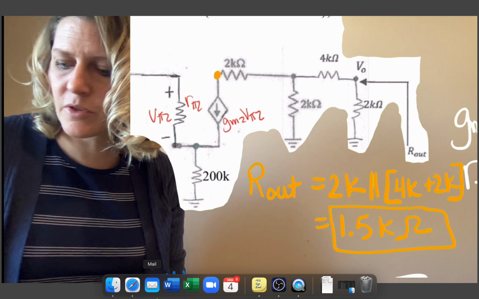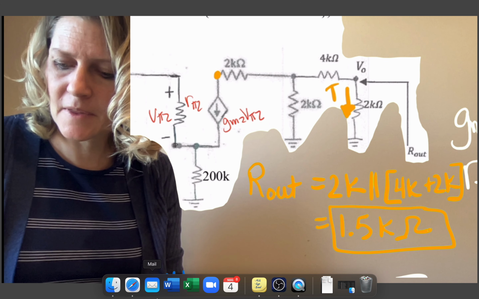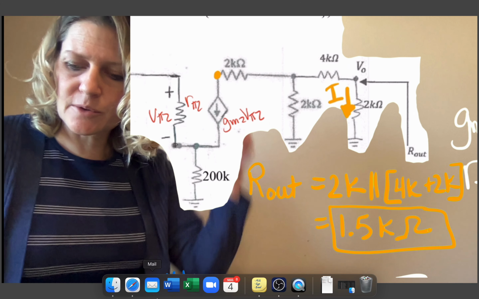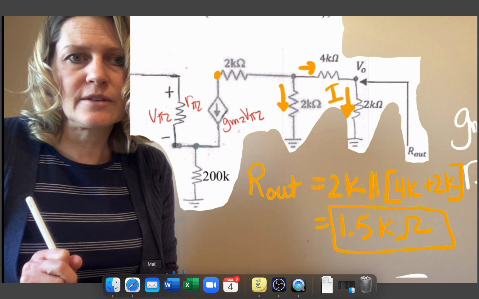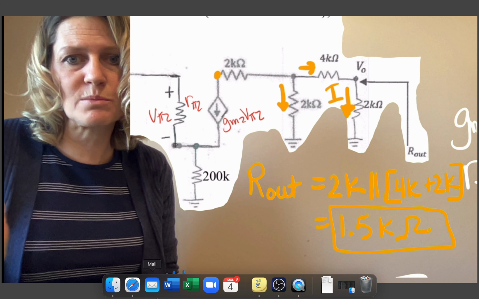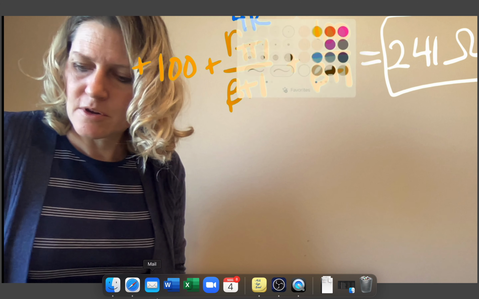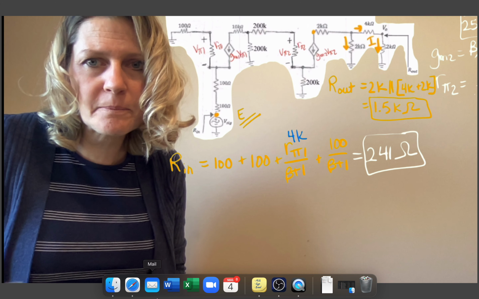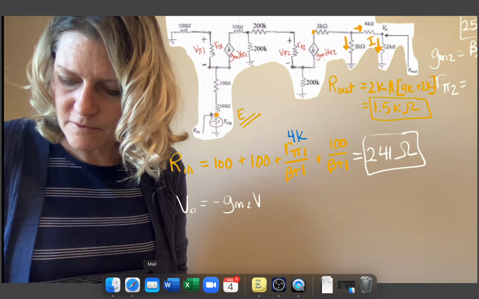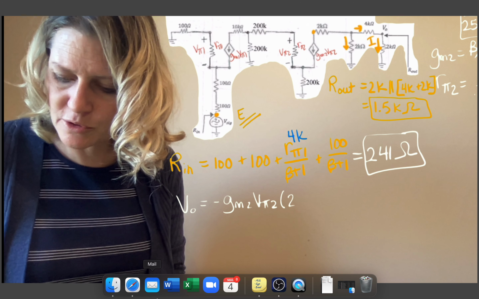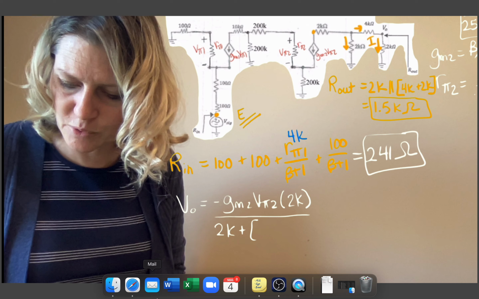So if I know the current in this branch, I can take current times that resistor of 2K. And that current is going to be a current divider between this branch and this branch. In the bottom branch will be 2K and the other branch will be 6K. So writing that out, V out is going to be a minus GM2 V pi 2 times 2K all over 2K plus the other branch, which is 4K plus 2K.